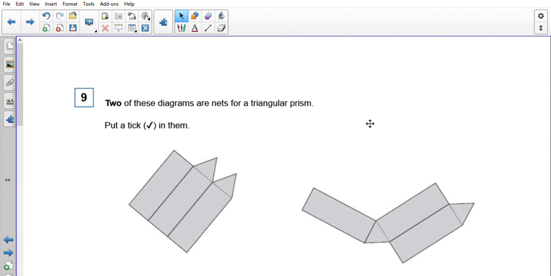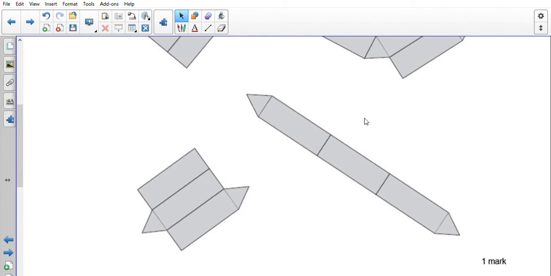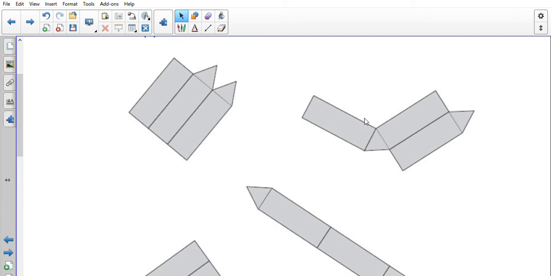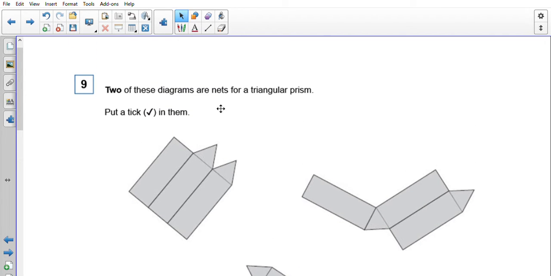Question number 9. Take the 2 diagrams that are nets for the triangular prism. Okay, so I can't use my last trick of writing down the number of shapes, faces I should have, because they've all got 2 triangles and 3 rectangles. What you're going to need to do here is that visualization task. You're going to need to fold these up in your head. You're going to need to work out which ones are which.